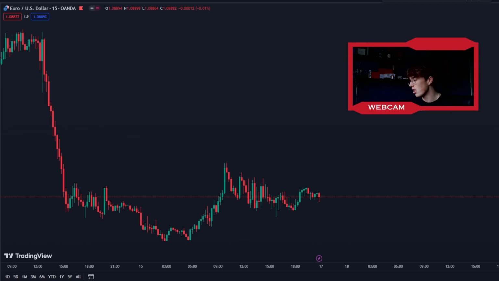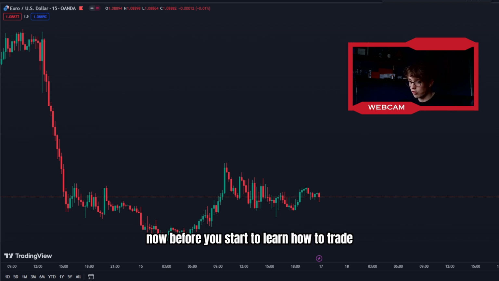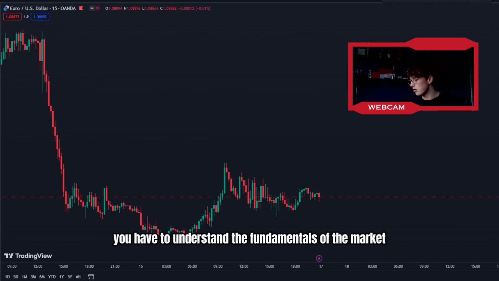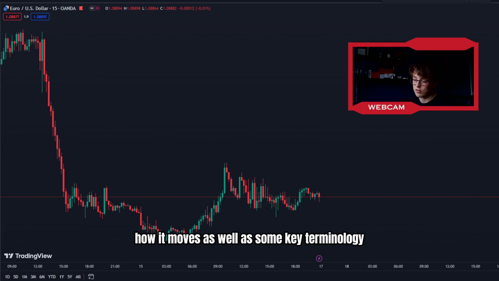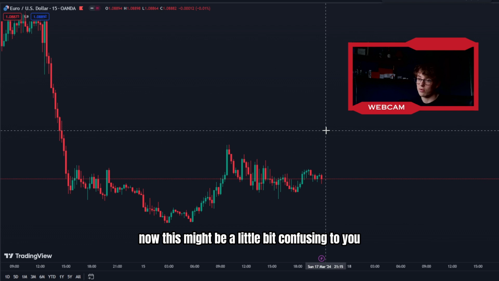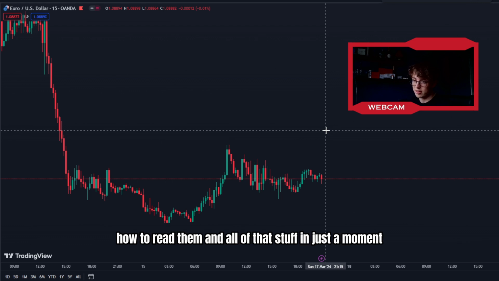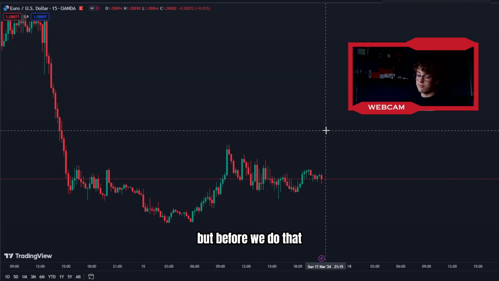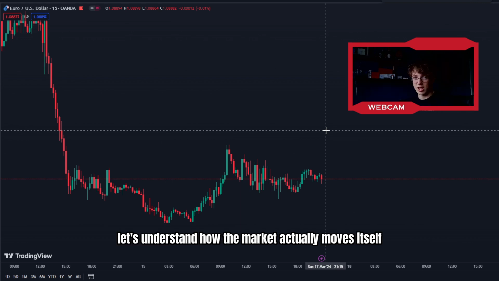Now, before you start to learn how to trade, you have to understand the fundamentals of the market, how it moves, as well as some key terminology. So let's get straight into that. Firstly, as you can see here, we have some candlesticks coming on. Now, this might be a little bit confusing to you, and that's not a problem at all. We're going to go straight into how candlesticks work, how to read them, and all of that stuff in just a moment. But before we do that, let's understand how the market actually moves itself.